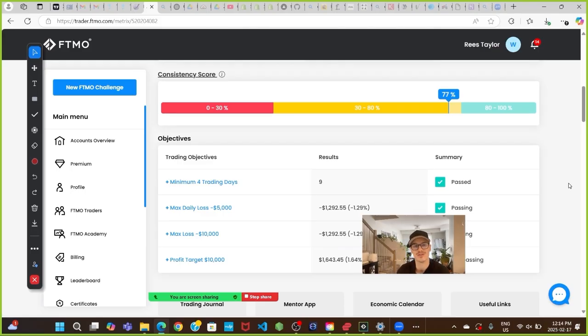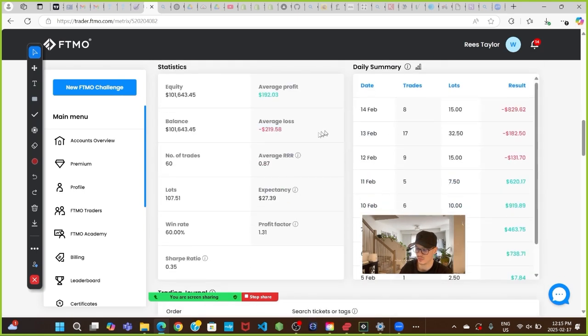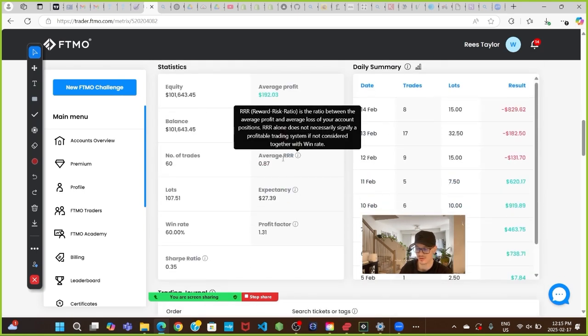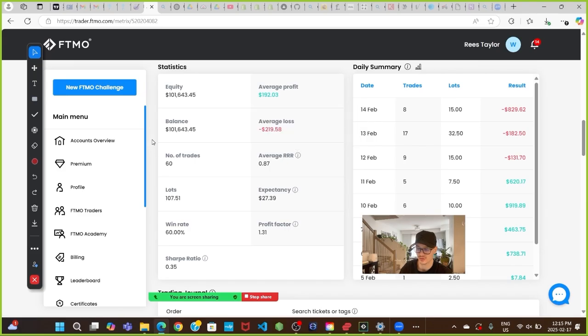Now that was not far off my week 1. Which goes to show that week 2 was not very profitable, not a lot of money to be made, and we'll get into the reasons for that shortly. If you guys do trade with FTMO as well, you got to be careful looking lower here at some of these statistics, your average RR ratio, profit factor, lots, etc.